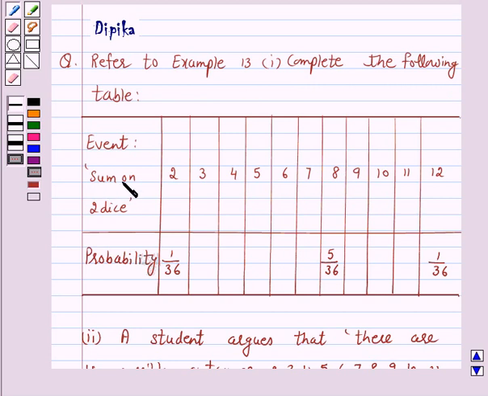Now, if the sum on two dice is 2, then probability is 1 over 36. And if the sum on two dice is 8, probability is 5 over 36. And if the sum on two dice is 12, probability is 1 over 36.